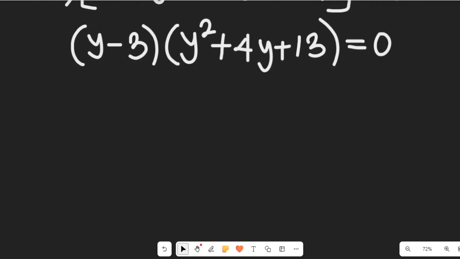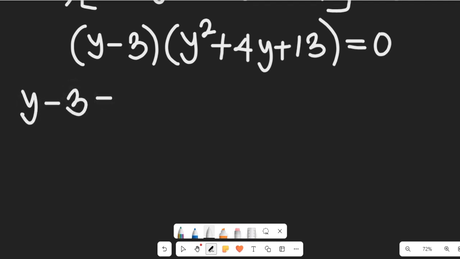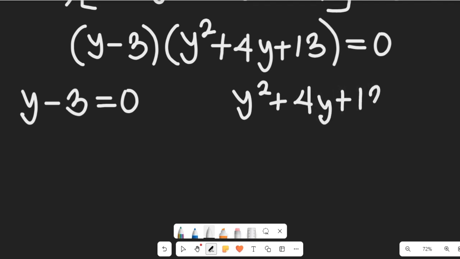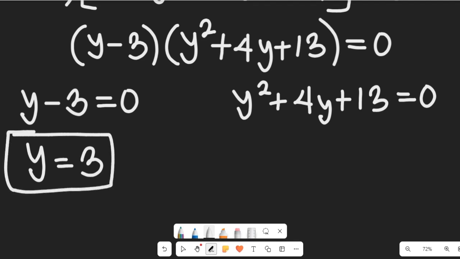So what do we do here? We are going to simplify. If we simplify this, we are going to have two expressions, which is more of a zero product rule. Y minus 3 will be equal to 0, and then we'll have y squared plus 4y plus 13 to be equal to 0. From here, our y will be equal to 3, and that is one solution to the value of y.